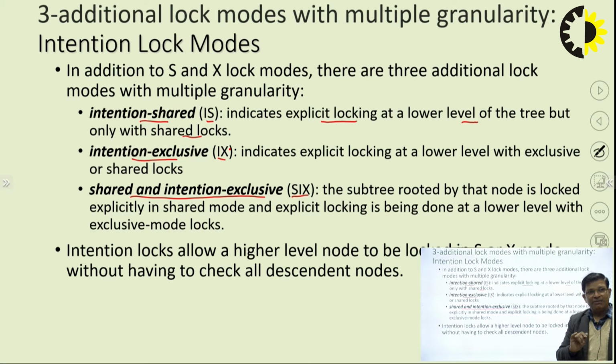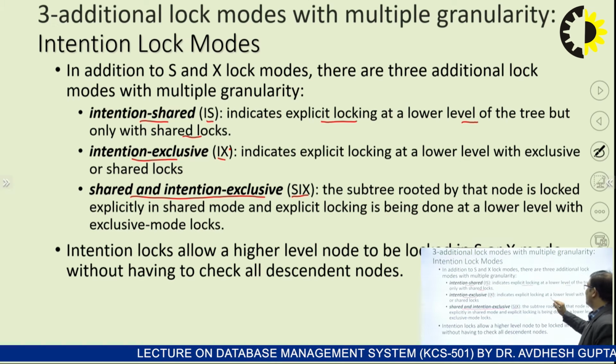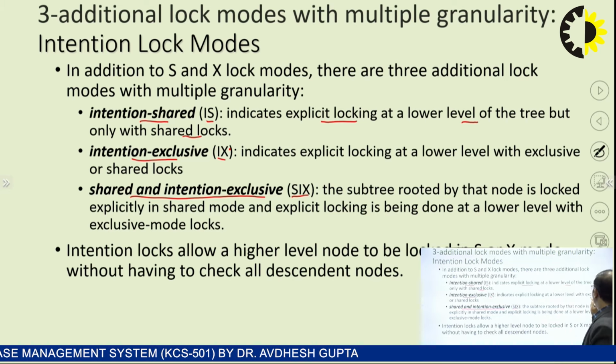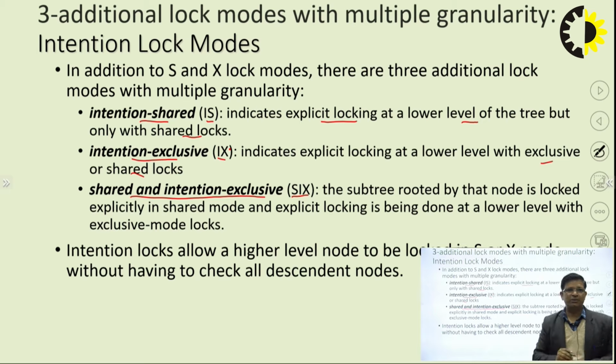It is also the same as intention shared, indicating explicit locking at a lower level, but with exclusive or shared lock in any mode. If we had applied an exclusive lock, then it is very obvious we can apply intention exclusive. If we have applied a shared lock, then what? In the growing phase, the shared lock can be converted into an exclusive lock. So we can apply intention exclusive lock with the shared lock also.